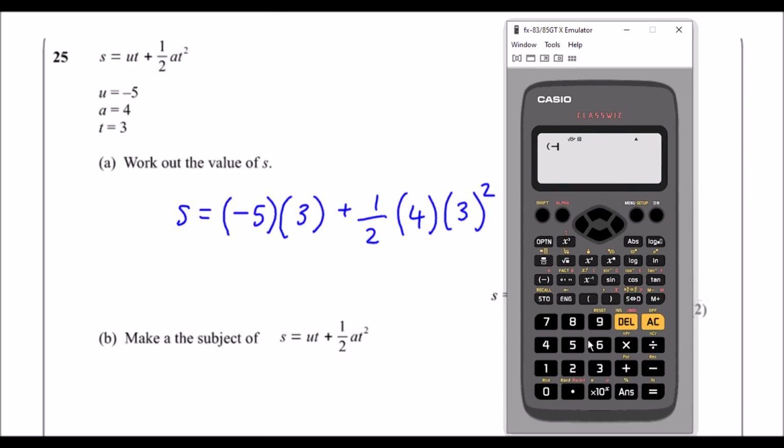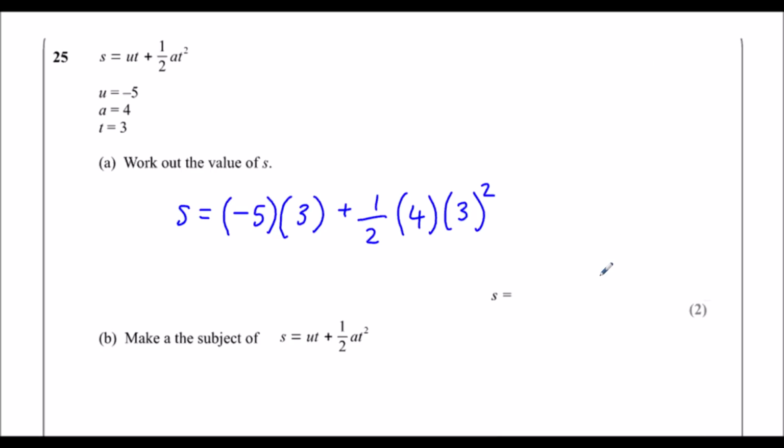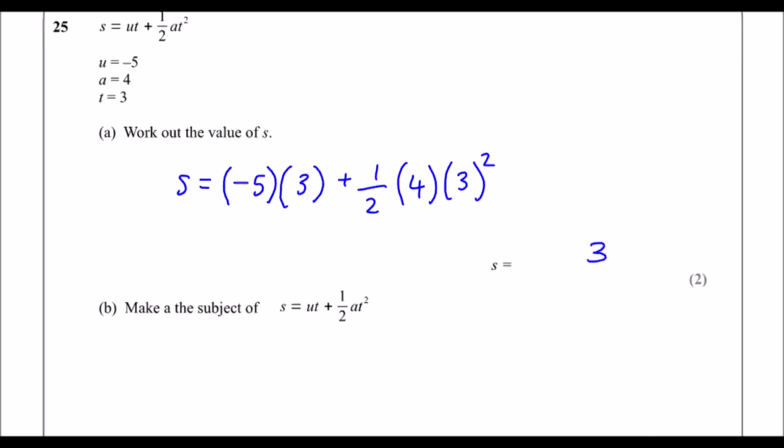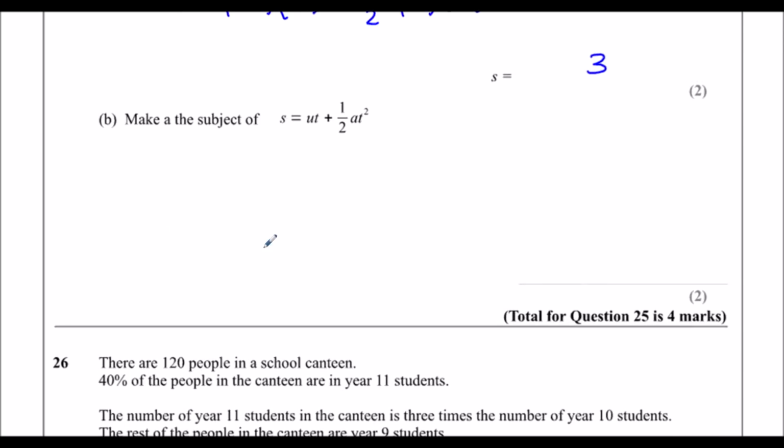So we have -5 times 3 plus half, click across to get out of the fraction, times 4 times 3 squared, press equals, and our answer is 3. So s is equal to 3. Part B, make a the subject of the formula. So rearrange this to get it to a equals, to get a by itself.